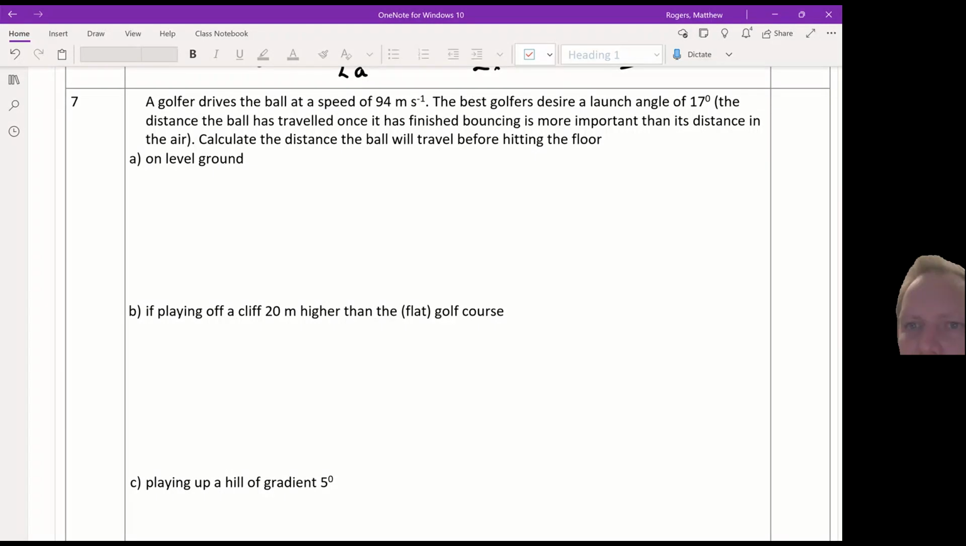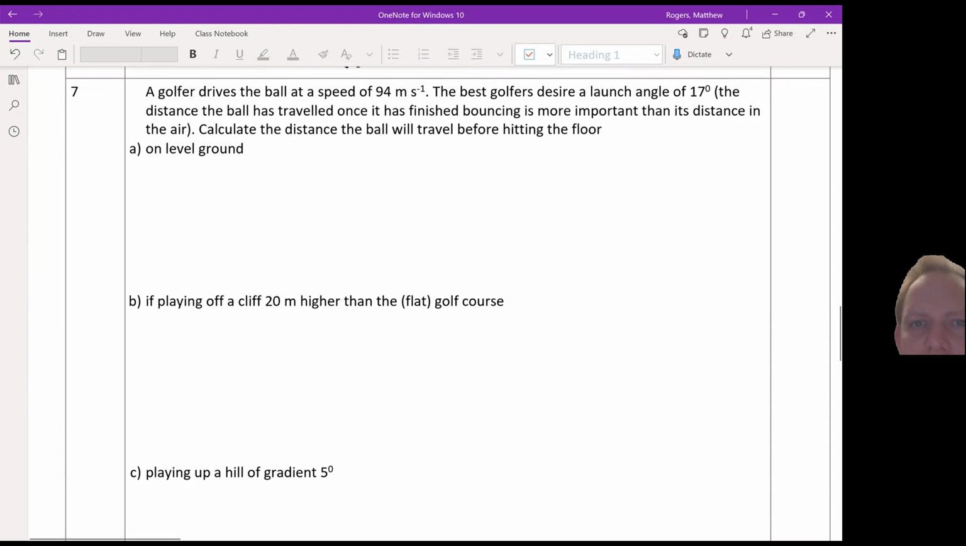Question 7 is about a golfer hitting a golf ball and working out how far it goes. I looked this data up. Golfers hit the ball at 17 degrees, apparently, with the driver. Presumably that's some combination of the ball bouncing after it lands and I imagine something to do with air resistance. We're going to assume the air resistance is 0, and actually our question is about how far the ball travels before it hits the floor.